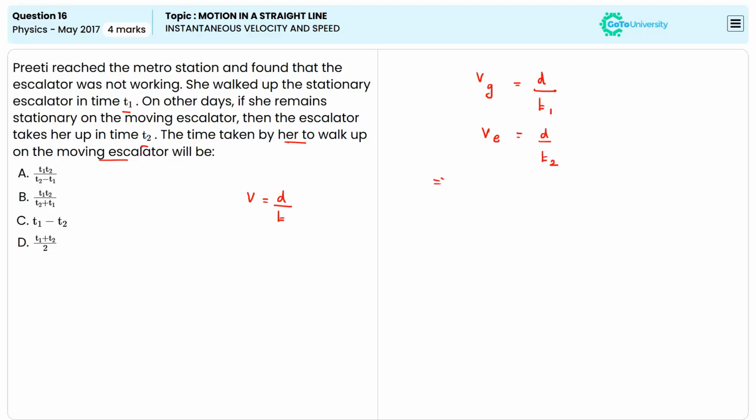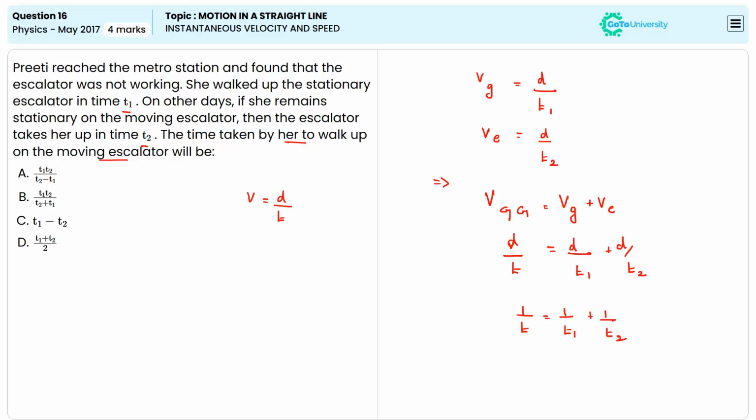And here we can write the velocity of the girl with respect to ground will be equal to Vg plus Ve. So here we can write V as d divided by t. D divided by t will be equal to d divided by t1 plus d divided by t2. So here we can write 1 over t is equal to 1 over t1 plus 1 over t2.